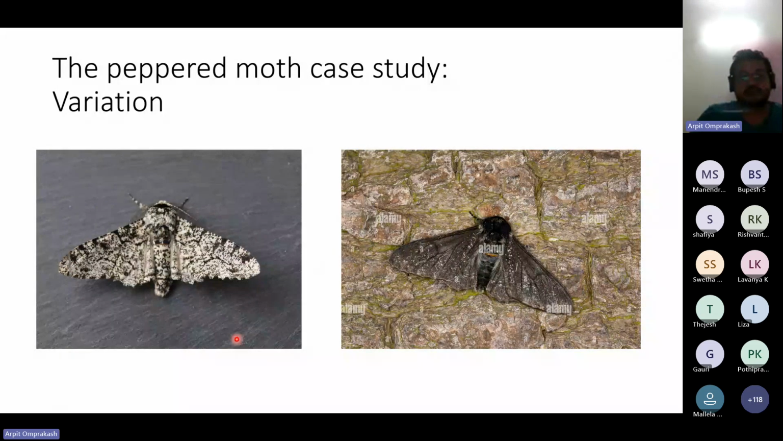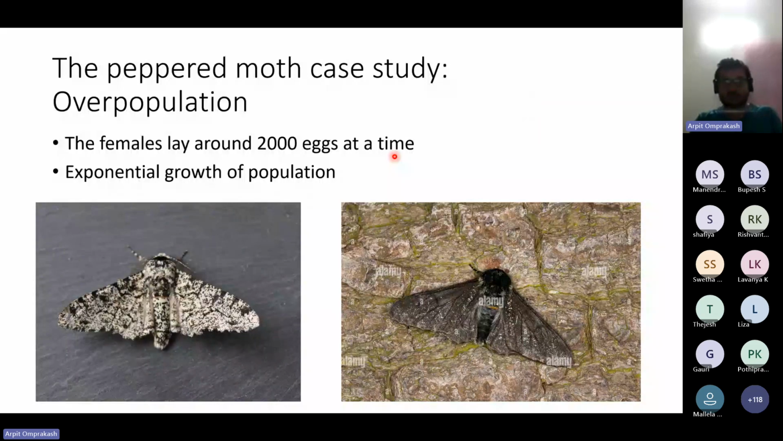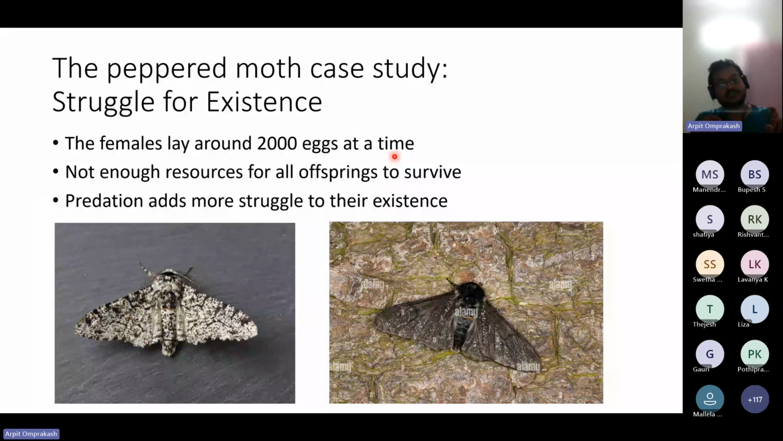Overpopulation: since the females lay around 2000 eggs at a time, there is exponential growth of the population. Eventually the number of individuals will be much more and the resources will be less. So that will create a struggle for existence. The other thing that can create a struggle for existence, which is a major driving force in this case, is predation. There are a lot of different birds that feed on these moths. They see the moths and then eat them. So if they can see the moths easily, they are able to feed on them, and these moths slowly perish.